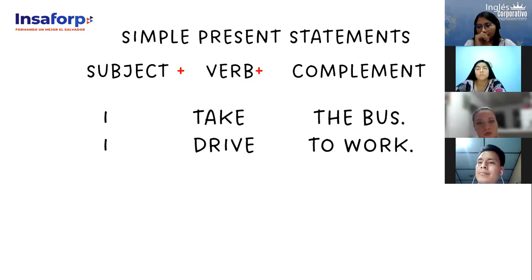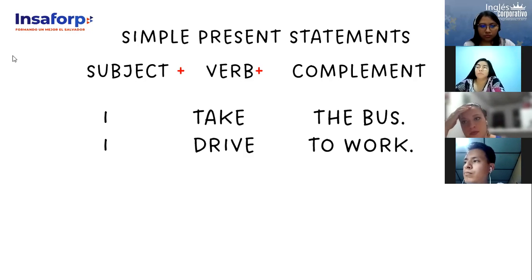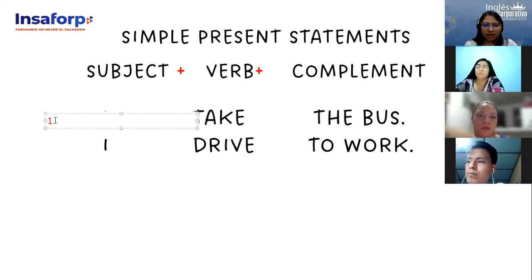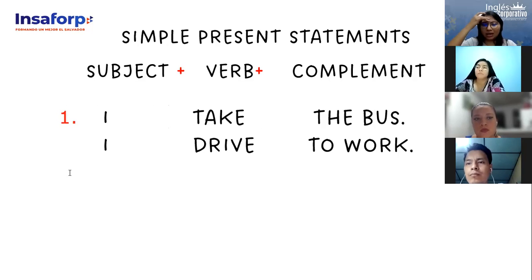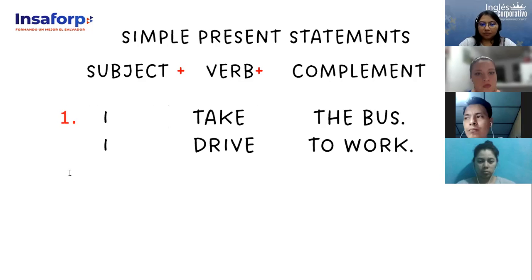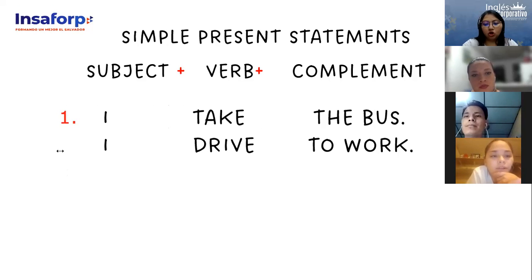I take the bus. Okay, Jennifer, can you read the first example, please? I take the bus. Do you remember that we were talking about ways to get to work? How do you get to work? ¿Cómo llegan al trabajo? This can be a very clear example. I take the bus. So can you identify the subject? I. Verb. Take. And complement. The bus.